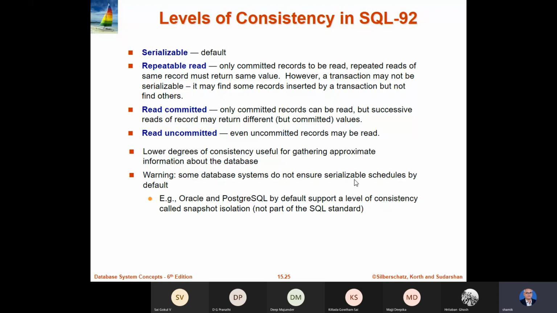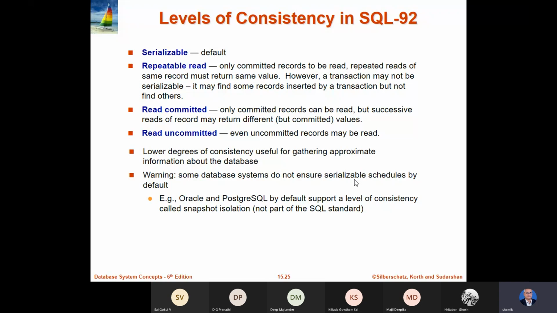It may find some records inserted by a transaction, but not find others. So what it means is like this. Suppose there is a transaction, and say it is reading the account balances. In the transaction, first it reads all the account balances, and say there are 1,000 such accounts. So it read those 1,000 accounts and their balances. If this transaction reads the same balances of those 1,000 accounts once again, that is what is called repeating the read. It will again read the same accounts, and it will also read the same values of their balances. So that is what is called repeatable read.